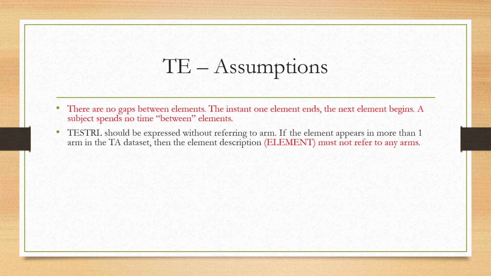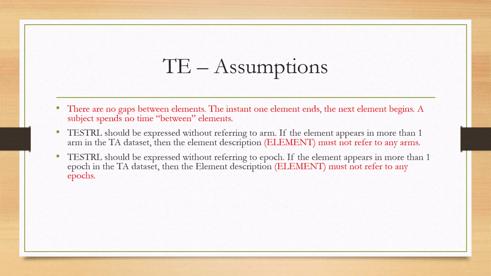Treatment start rule should be expressed without referring to arm. If the element appears in more than one arm in the TA dataset, then the element description must not refer to any arm. Similarly, the treatment start rule should be expressed without referring to epoch. If the element appears in more than one epoch in this TA dataset, then the element description must not refer to any epoch. We will see both these concepts with an example in a few minutes.